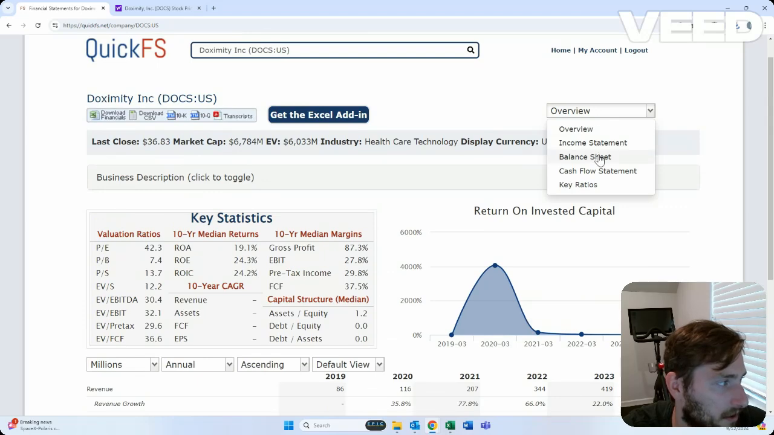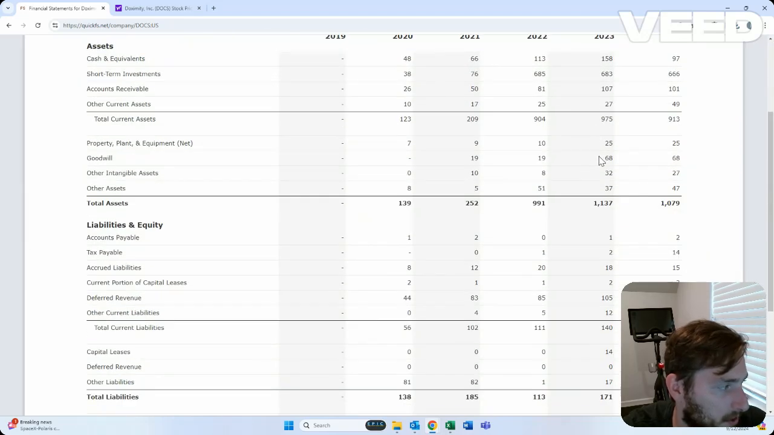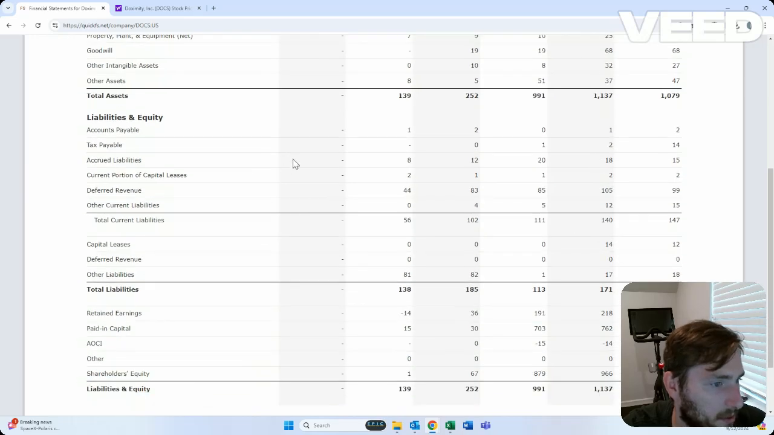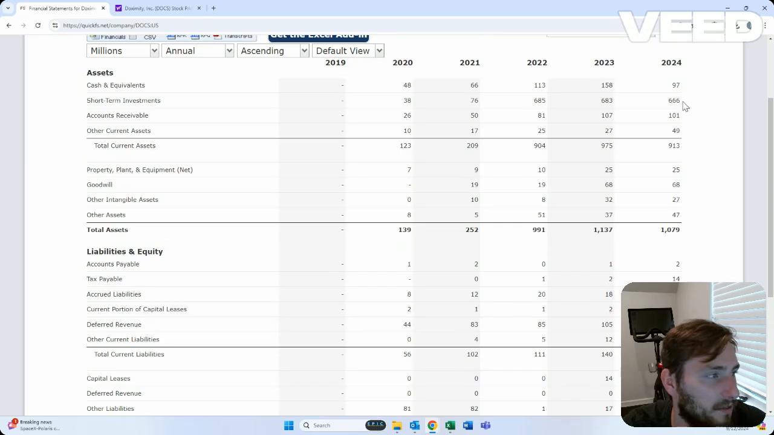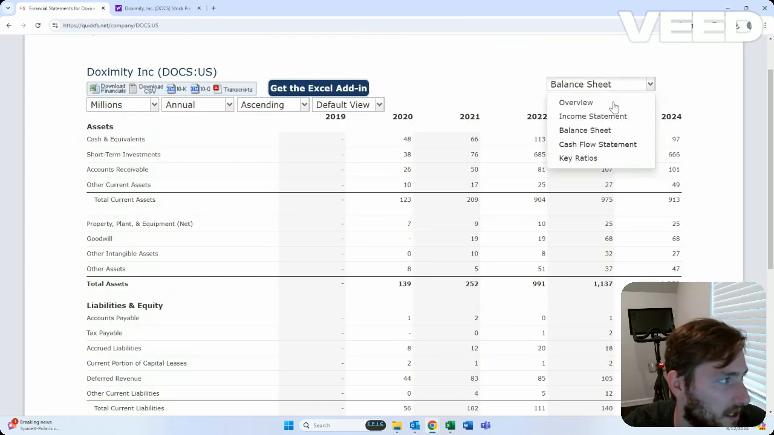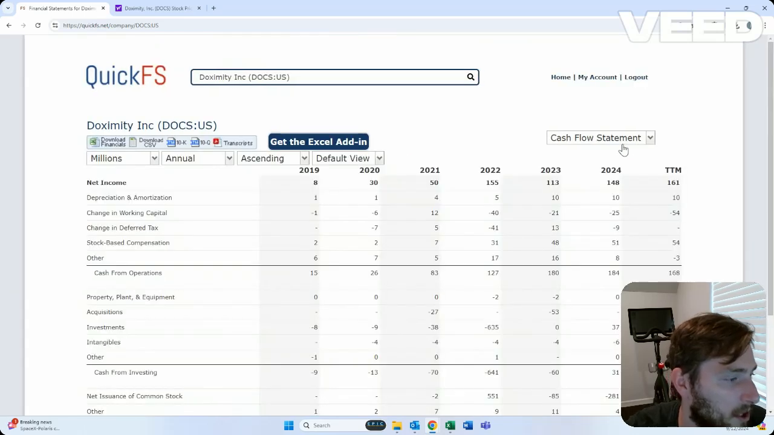And it looks like they have very little debt, which is why their ROE and return on invested capital are nearly the same. So we see no short-term debt, no long-term debt, $97 million in cash, $666 million in short-term investments. So that balance sheet is as pretty as it gets. Pretty hard for a company with no debt, a lot of cash, huge production of free cash flow to go out of business. Again, I can't think of one.